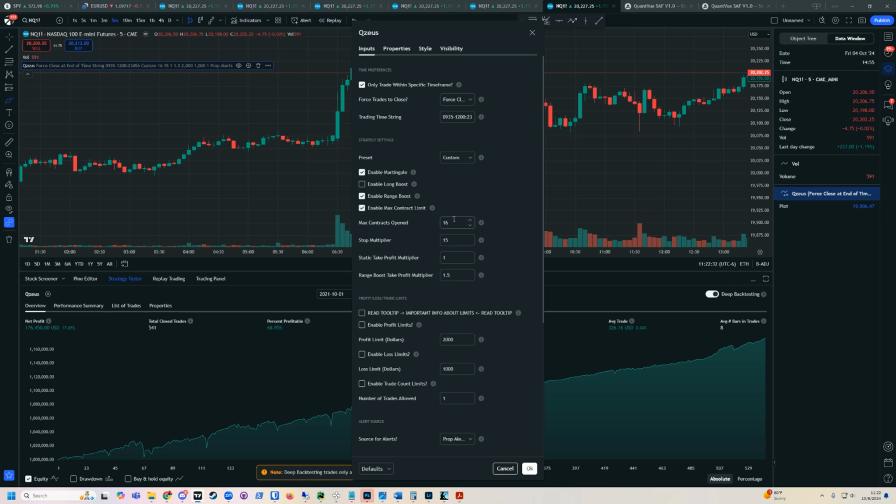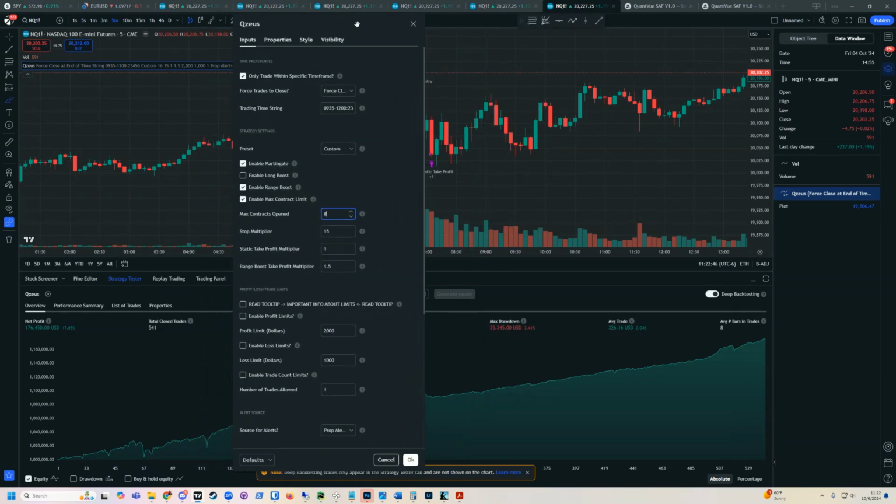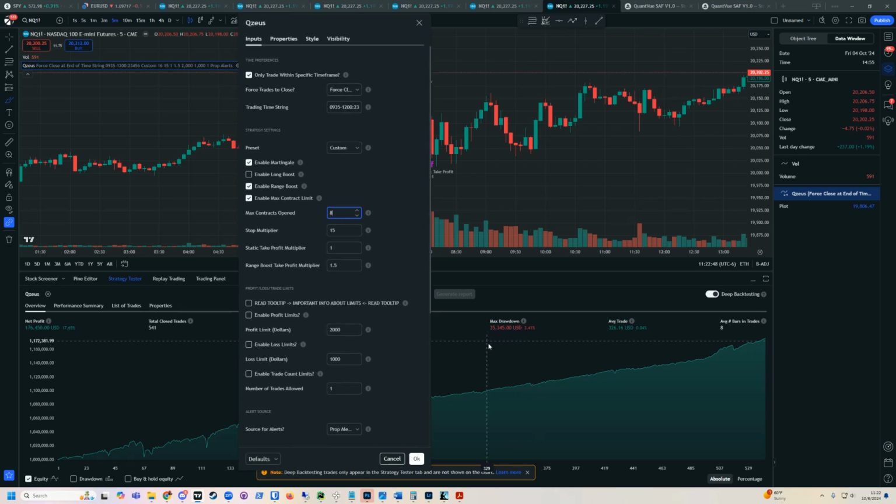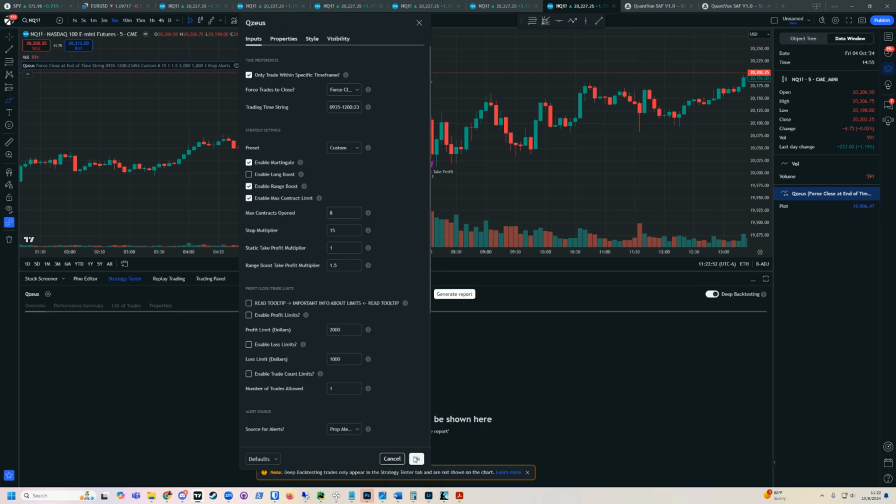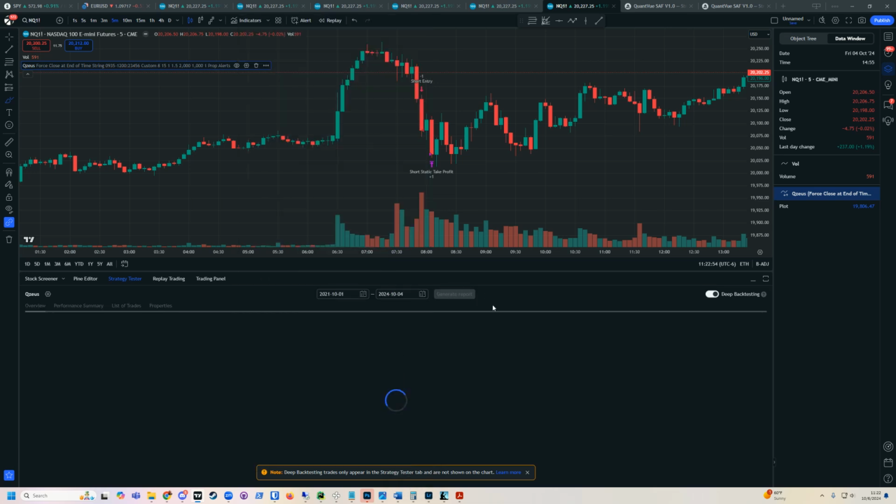Here, the max contract limit, again, that's this number right here. You can turn that off, leave it on. I recommend leaving it on, and with these settings, again, it never went over 16 anyway. You can drop this, so if we drop it back to 8, it doesn't do much. So max drawdown 35, net profit 176. Again, we can drop that to 8, and we'll regenerate it, and we'll have a look.